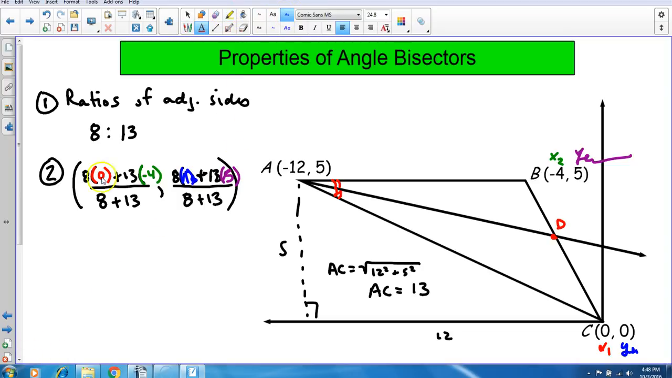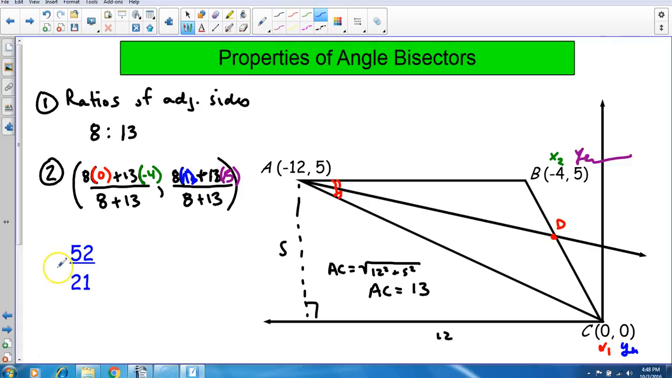Alright guys, so my pen's going haywire. I'm going to try to type the rest of this. So what we need to do is simplify these coordinates. So the first in the top is going to be 8 times 0 is 0. That's -52 over 21. So we've got a -52 over 21. That's the first coordinate.